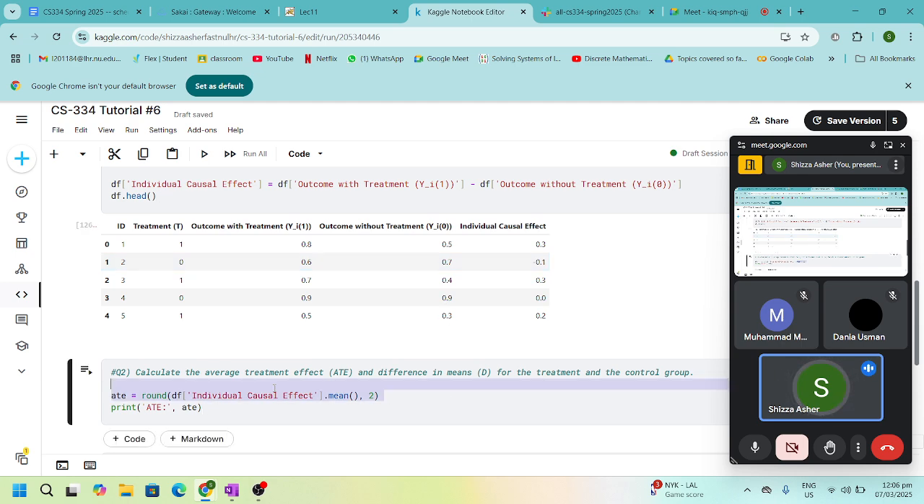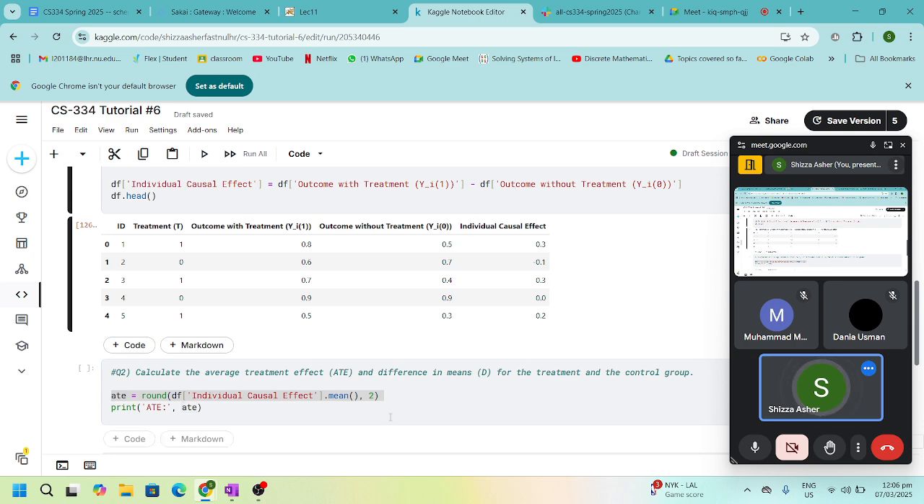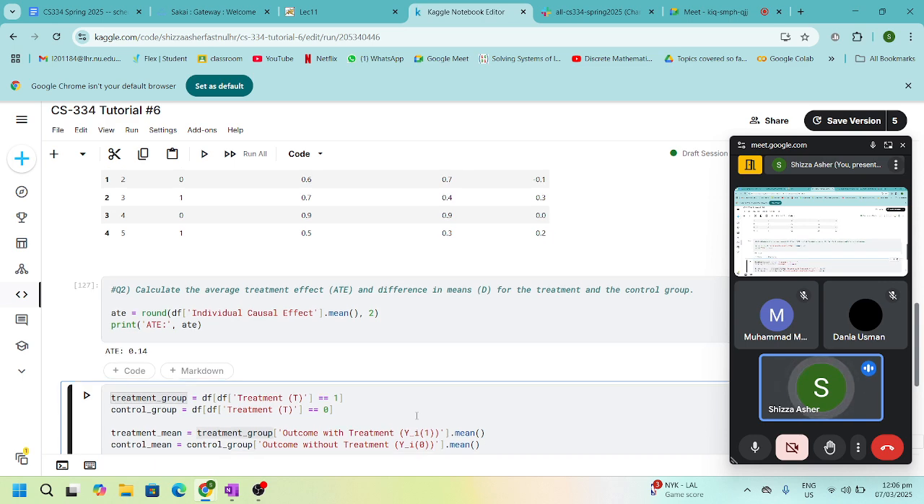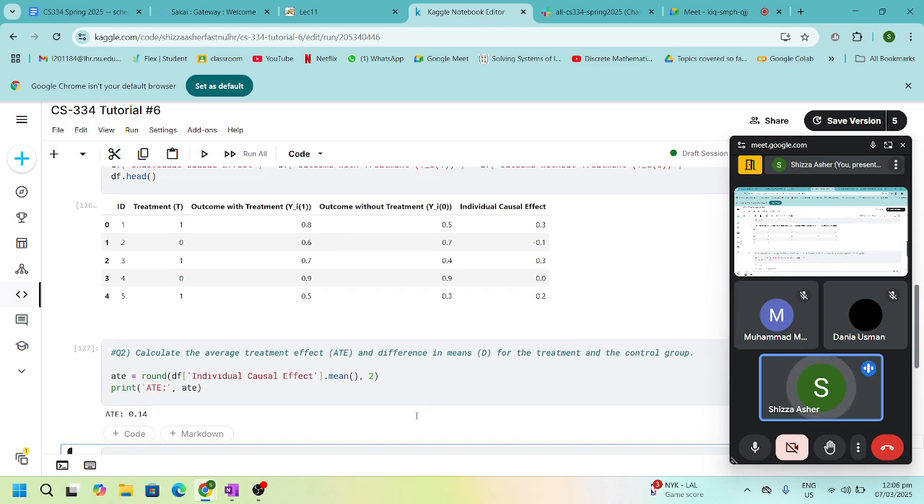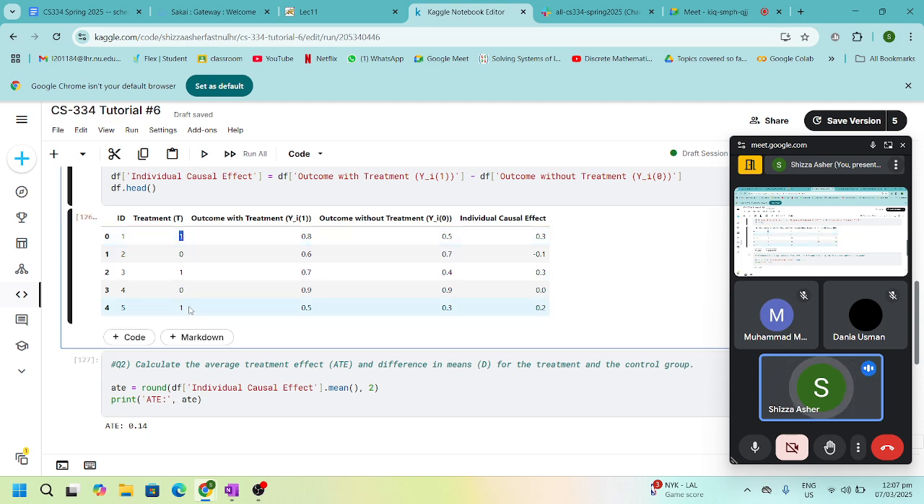And now we can calculate the mean of this particular column, thus giving us the exact average treatment effect value, which is 0.14. Now, in actuality, we know that a lot of these values are not really visible to us. So we're going to try and compute the difference in means. And difference in means simply means that I will go to those individuals that were given the treatment. Let me show you guys that as well.